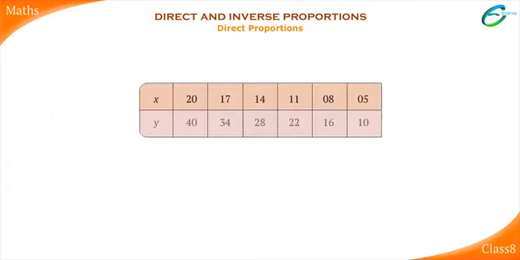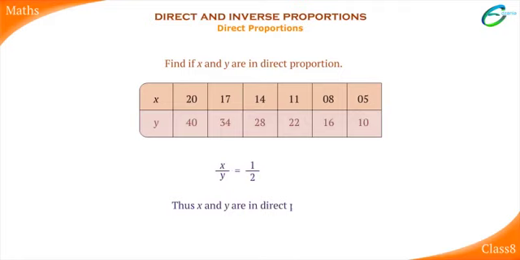Now observe this table. Find if X and Y are in direct proportion. If you observe X values and corresponding values of Y in the table, the ratios of X and Y are equal to 1 over 2. Thus, X and Y values in the table are in direct proportion.